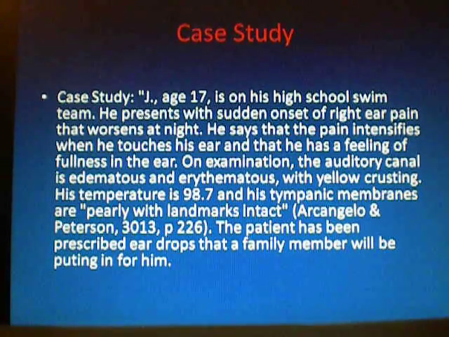This is a case study about Jay, a 17-year-old male with complaint of right ear pain. He is a swimmer on a swim team. Upon examination of the auditory canal, he has erythema, inflammation with yellow crusty drainage, and his tympanic membrane is intact. He has a temperature of 98.7 degrees. He has been prescribed ear drops that will be administered by a family member.